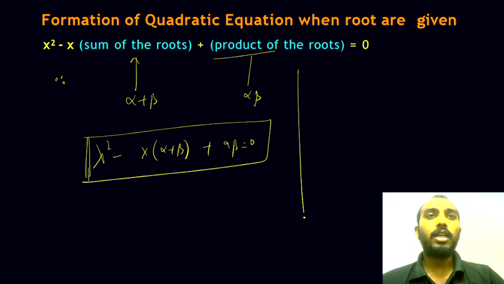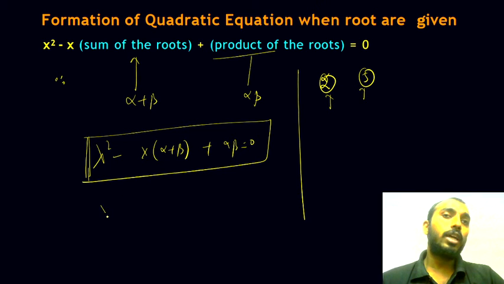Let us take an example. Suppose the sum of roots is 2 and the product of roots is 5. Find the quadratic equation whose sum of roots is 2 and product of roots is 5. So we simply write x square minus x.